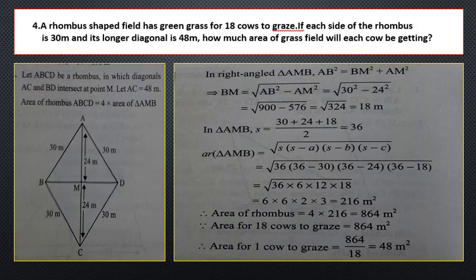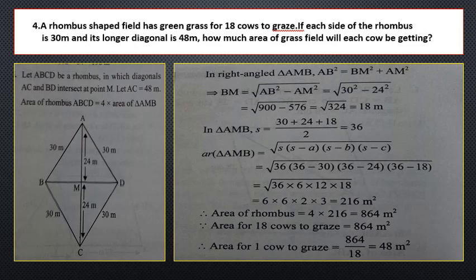Question number 4. A rhombus shaped field has green grass for 18 cows to graze. If each side of the rhombus is 30 meter and its longer diagonal is 48 meter, how much area of grass field will each cow be getting? We know that in a rhombus all sides are equal. Here the side of the rhombus is 30 meter.